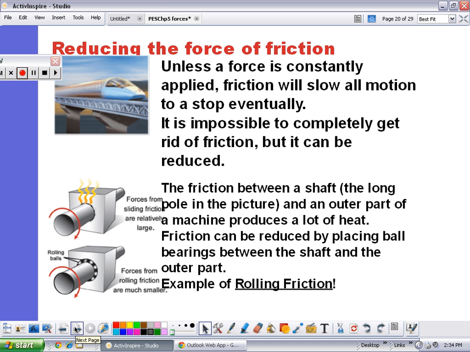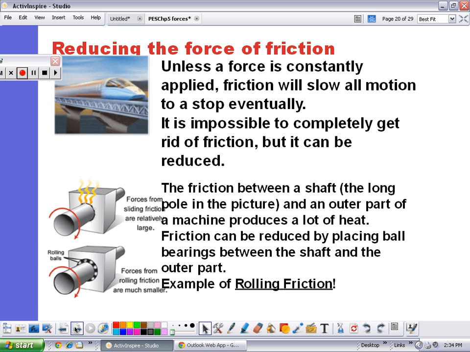Unless a force is constantly applied, friction will slow all motion to a stop eventually. It is impossible to completely get rid of friction, but it can be reduced. Ways to reduce friction is by, one, using wheels, by placing maybe ball bearings in a piece of machinery to reduce it. Putting wheels on a chair reduces the friction of sliding it across the floor. It's easier to use a dolly to move a refrigerator because it has wheels than to try to slide it across the floor.